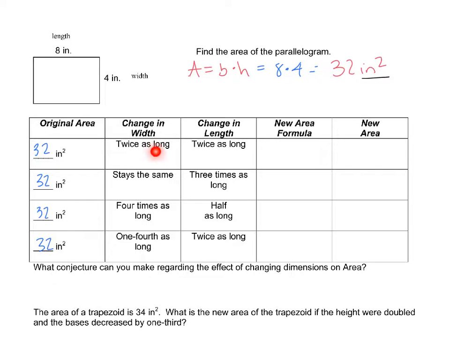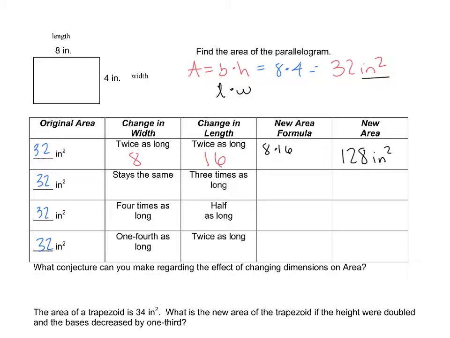So the change in the width is twice as long, so 4 times 2 gives me 8. The change in the length is also twice as long, so that would be 16. So the formula is still base times height here, or sorry, same thing as length times width. So we would have 8 times 16, and 8 times 16 results in a new area of 128 inches squared. All right, let's move on to the next one.